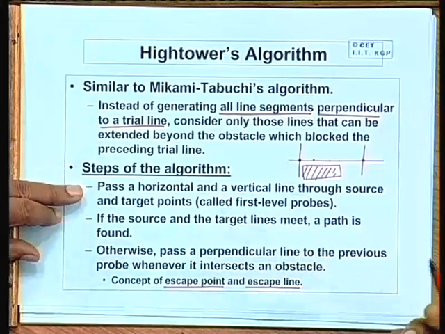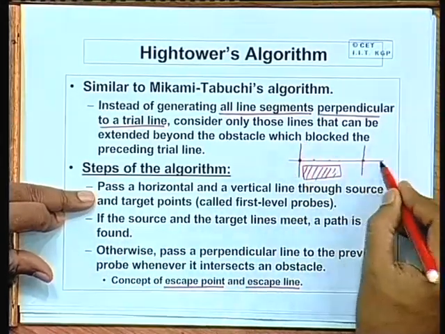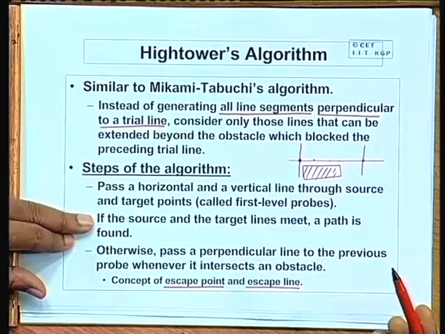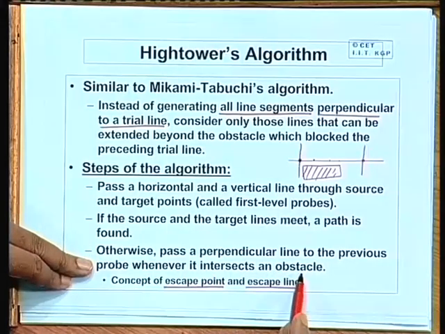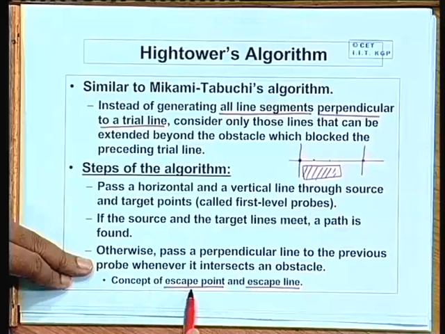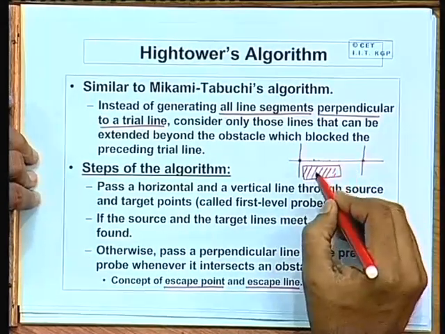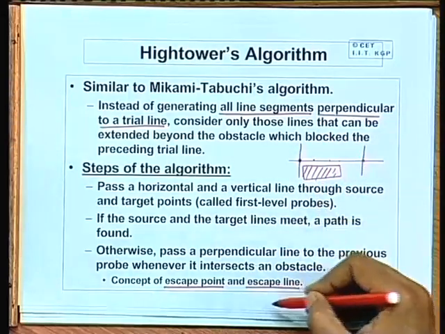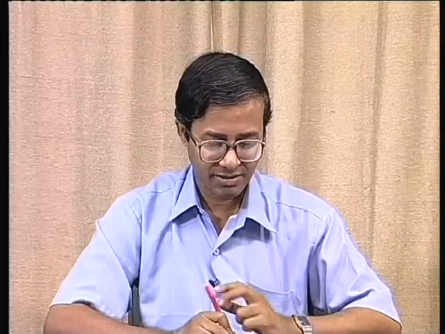Okay. So, the steps of the algorithm are similar to Mikami-Tabuchi's. You pass a horizontal and vertical line through the source and target to start with. If they meet, you have found a path. Otherwise you pass a perpendicular line to the previous probe whenever it intersects an obstacle, but here you use the concept of escape point and escape line. That means here you are not considering all possible grid points and the lines emanating from them. Okay. This is the main difference. In this case, there will be two such points, one on the right, one on the left. There can be more also.